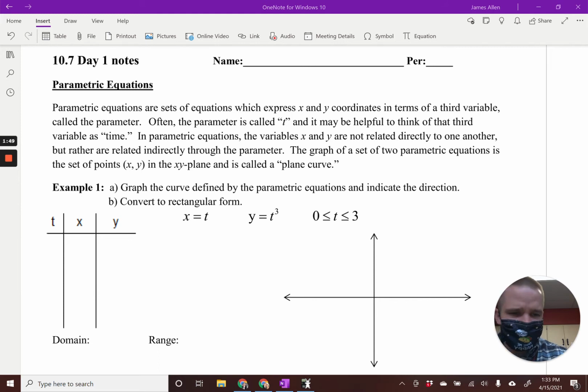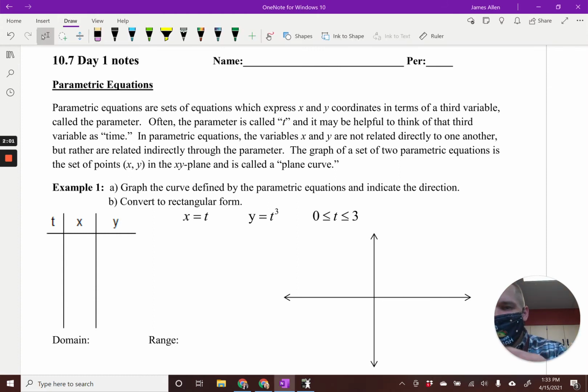So, since the domain restriction for t is 0 to 3, I will just go ahead and... froze. Oh, there we go. All right. We're back. Let's see if that happens again. Froze a little. All right. So I go 0, 1, 2, and 3.